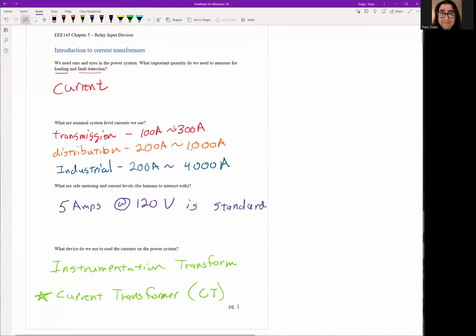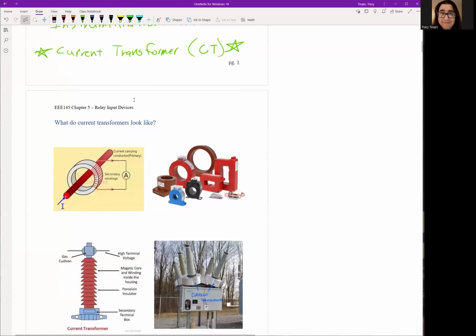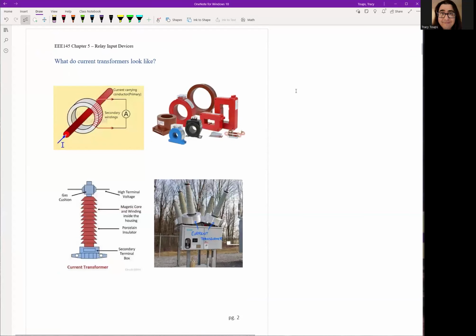Okay, so let's put some stars. This is an important thing. Okay, so now let's keep going. What does a current transformer look like? There are several types of current transformers you'll see. The top one here is called a donut type transformer.